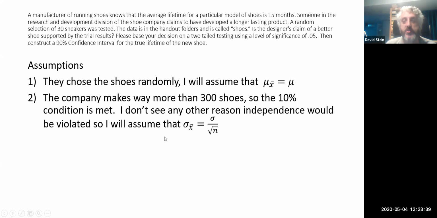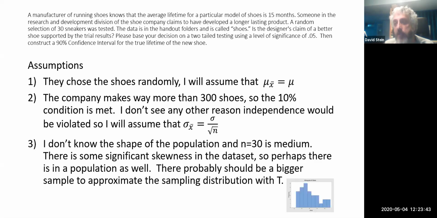And now that third assumption, did you write it right? Let me show you how I wrote it. Okay, I don't know the shape of the population. N equals 30 is medium. And I said I saw some significant skewness in the data set. So maybe there is in the population. So what that seems to me is like the sample size isn't big enough for the central limit theorem to take care of the skewness and to approximate the sampling distribution with a t.